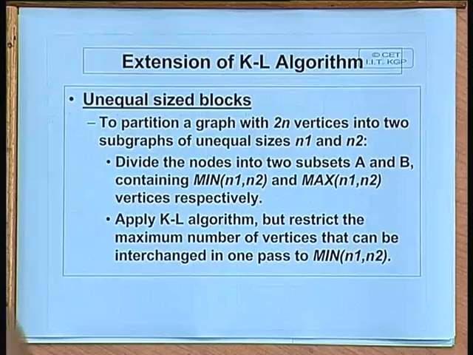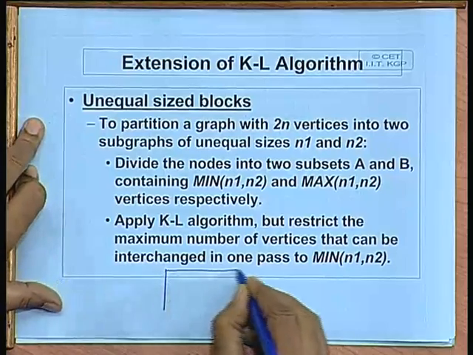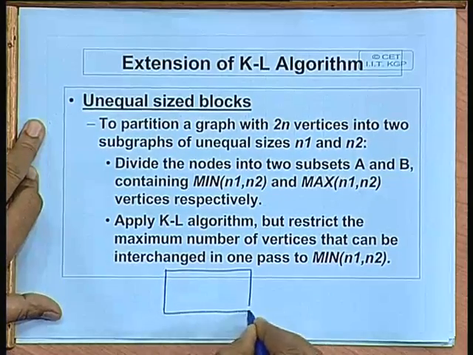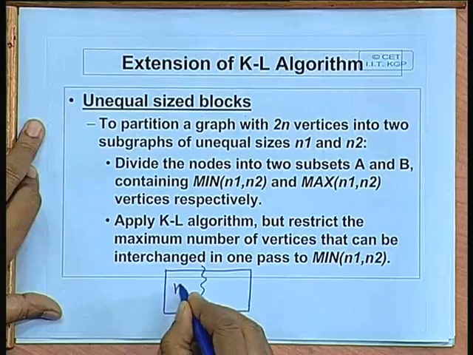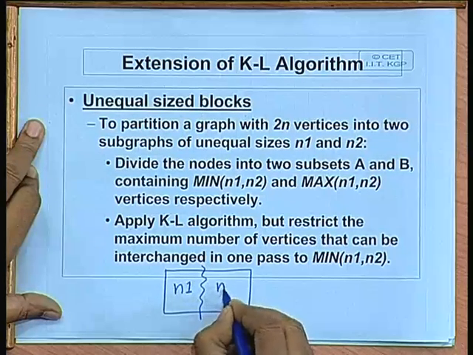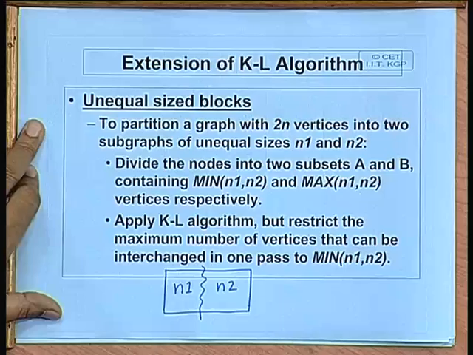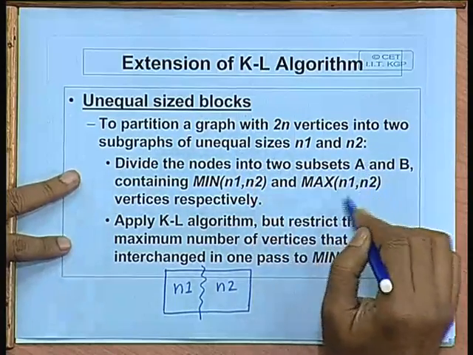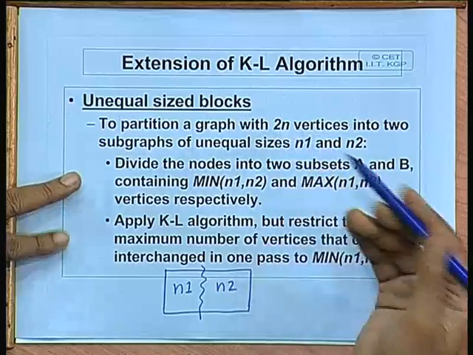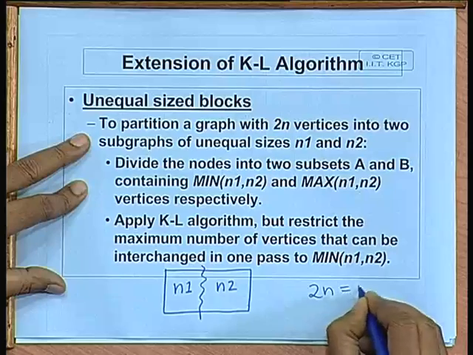So, now what we do, suppose we have a netlist, we start with an initial partition which are unequal in size, with n1 nodes in the first partition, n2 nodes in the second partition. So, we want 2 partitions of size n1 and n2. So, we start with a partition of that size only. So, suppose the initial graph had 2n vertices, we divide it up into n1 and n2. So, 2n will be equal to n1 plus n2.